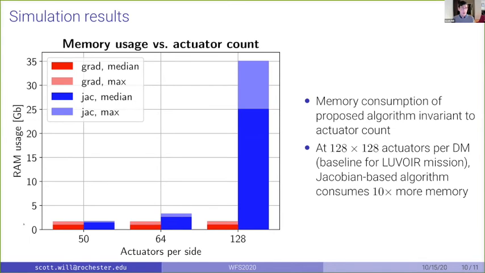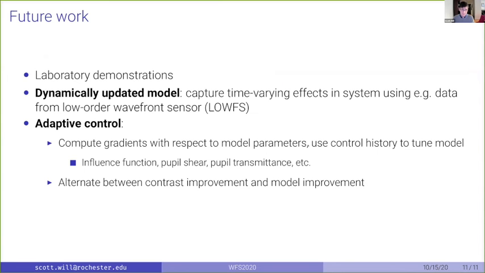So now I'm showing you on the vertical axis the median and worst case RAM usage by each algorithm as a function of the number of actuators across one side of the DM. And what we see here, again, is that at the lowest actuator count, the two algorithms are very close in terms of their memory consumption. But when we move to 128 by 128, we're talking 35 gigabytes here. So that is a very non-negligible amount of RAM, especially for a mission using space flight qualified hardware. In this case, the proposed algorithm uses less than 10% of the memory of the Jacobian-based algorithm, which is a significant improvement in computational efficiency.